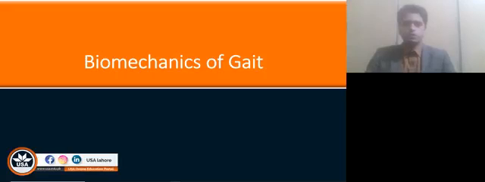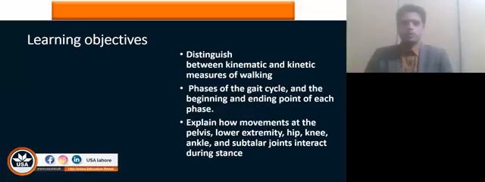Moving onwards, we will now talk about some important facts. First, you must know what the objectives for this lecture are. By understanding this lecture thoroughly, you will be able to distinguish between the kinematic and the kinetic measures of walking. You will understand the phases of the gait cycle and the beginning and ending point of each of these phases. You will also be able to explain how the movements of the pelvis, lower extremity, hip, knee, ankle, and the subtalar joint interact with each other during your stance phase.